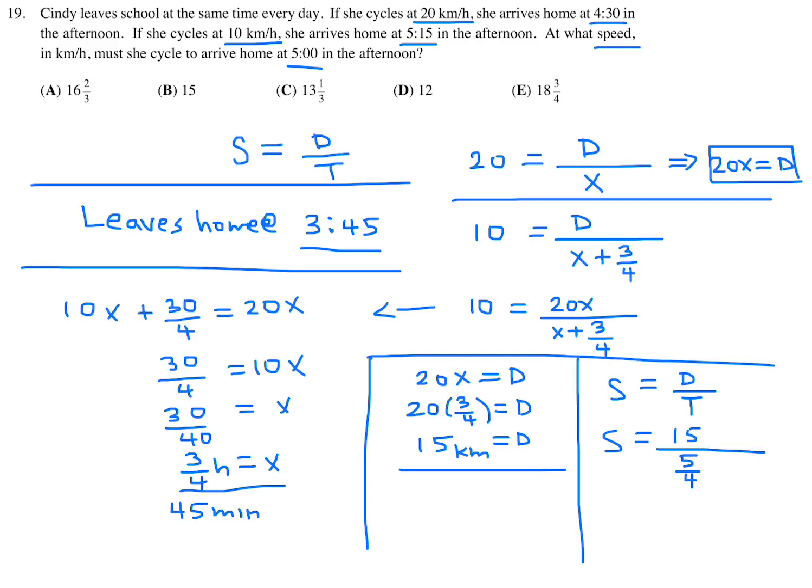All right? Just be careful there. Don't make any small mistakes. So invert and multiply, and you'll get 4 over 5. And this is 60 over 5, which is equal to 12. 12 kilometers per hour is the answer to number 19. So the answer would be choice D.